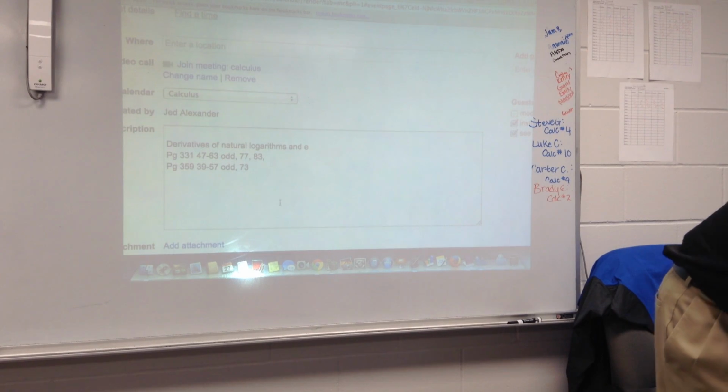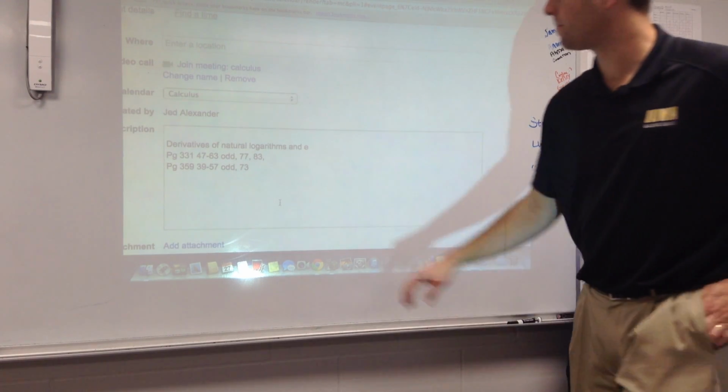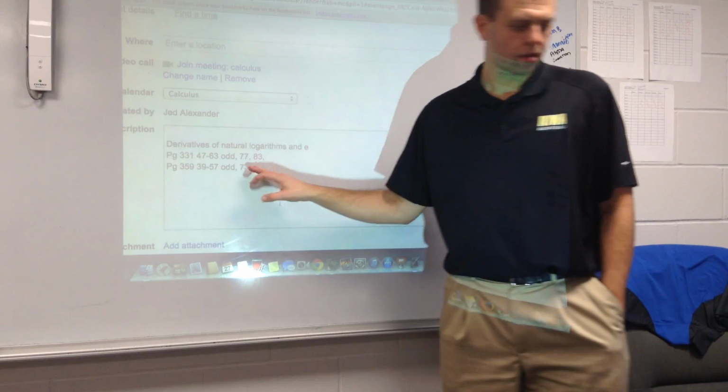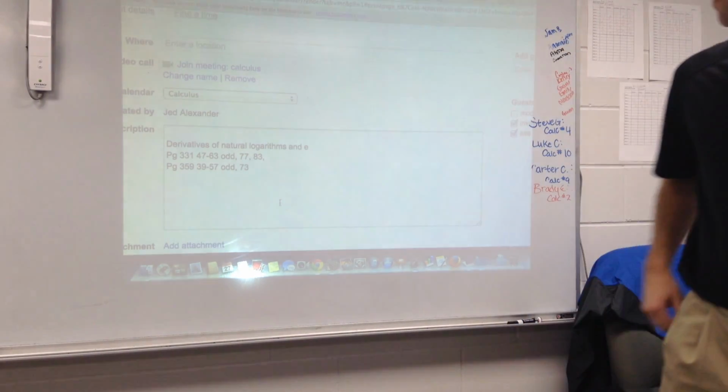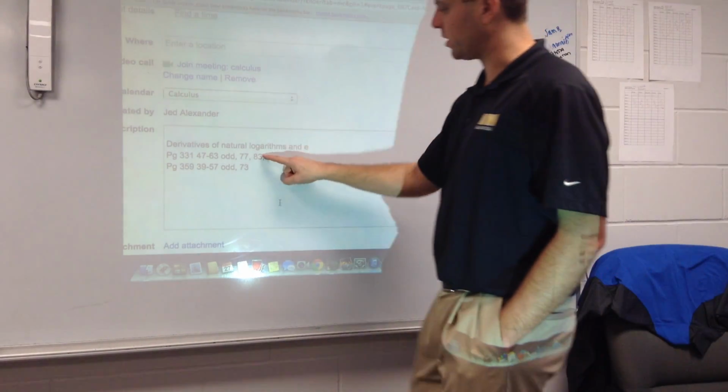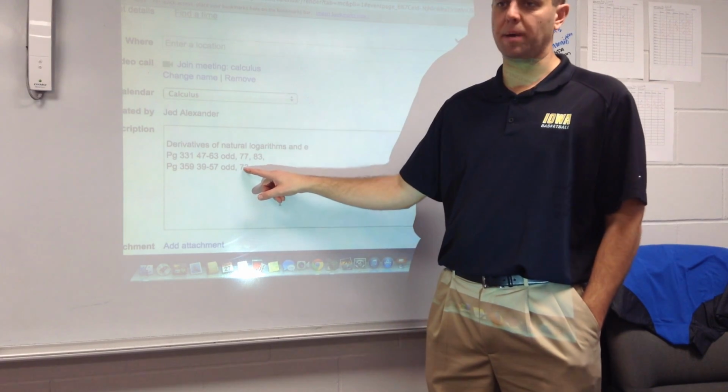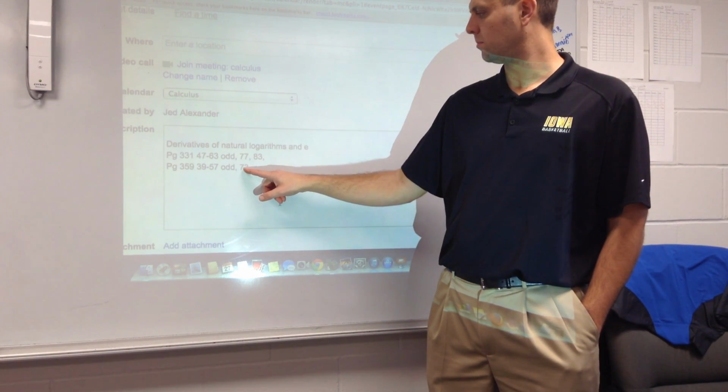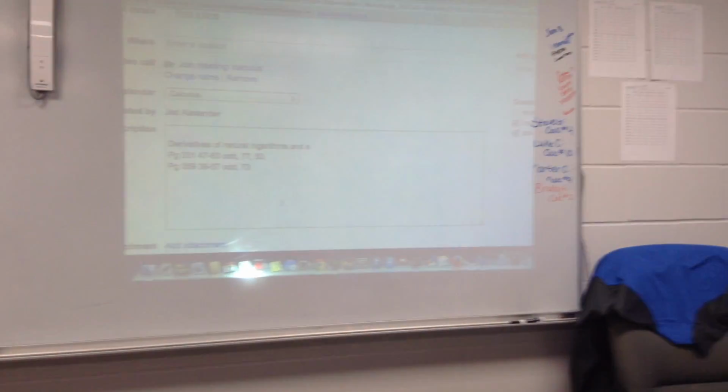Here is your homework. I think the first one's about natural logarithms and the second one's about e. You don't have to do it like all the time. I can't read it.